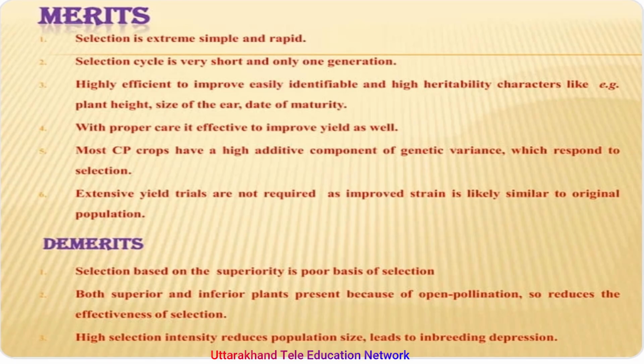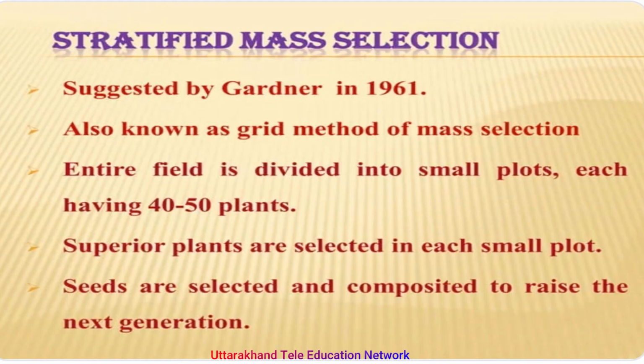Demerits: selection based on phenotypic superiority is a poor basis of selection. Both superior and inferior plants are present because of open pollination, which reduces the effectiveness of selection. High selection intensity reduces population size and leads to inbreeding depression.